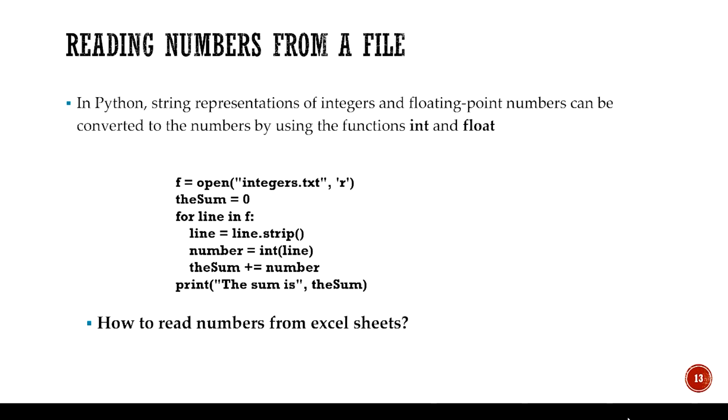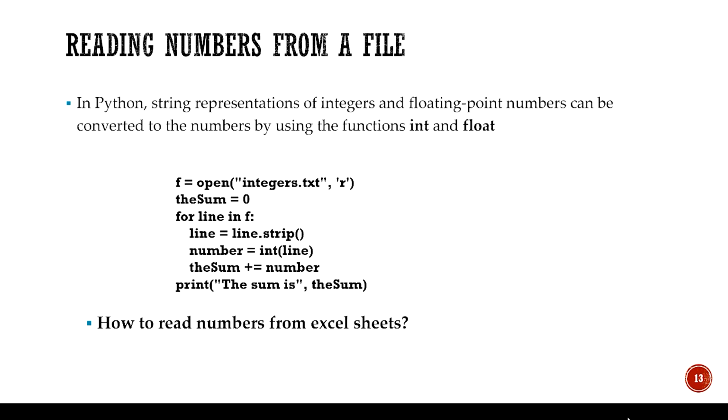We can also read numbers from a file. So far we discussed the writing mode. Now we are discussing the reading mode. In Python, a string representation of integers and floating point numbers can be converted to numbers by using the functions int and float. So these are the main data structures we discussed. Int makes everything integers and float makes everything double, so fractional values are acceptable. And str makes everything a string.